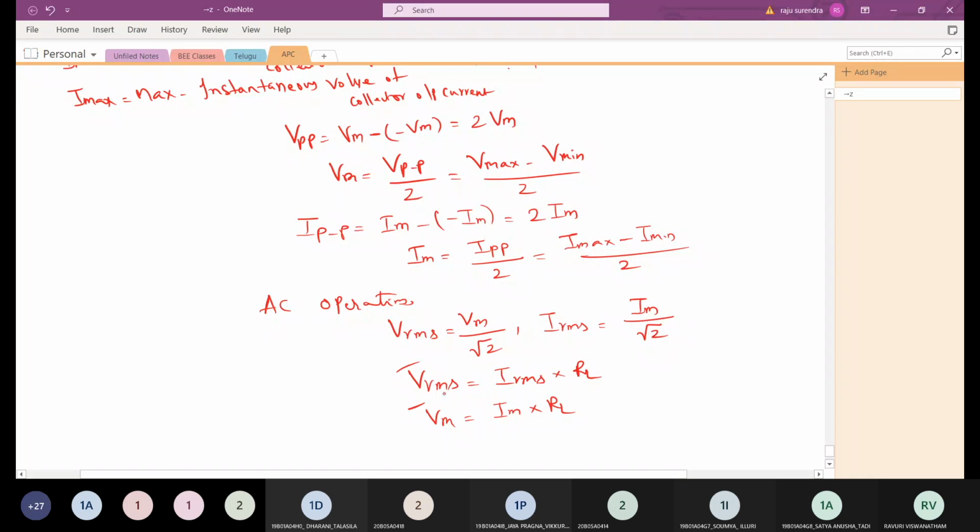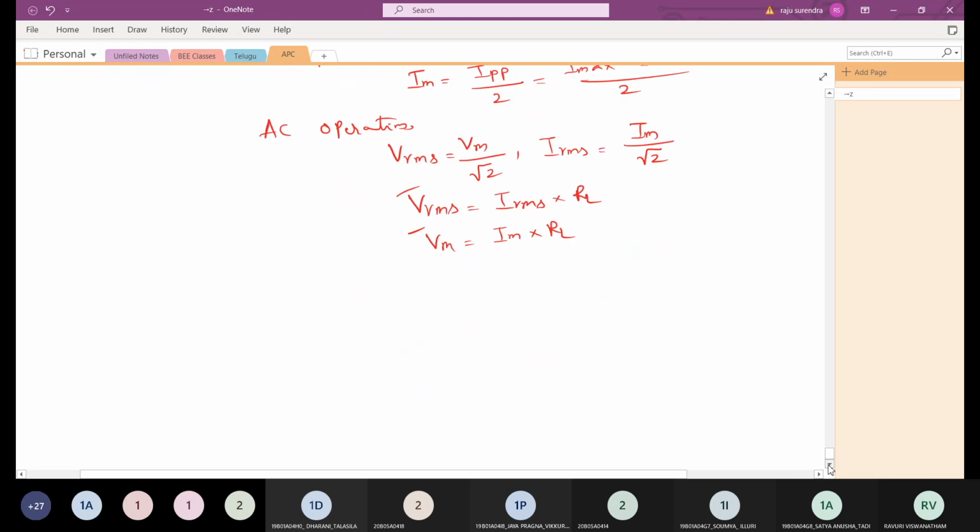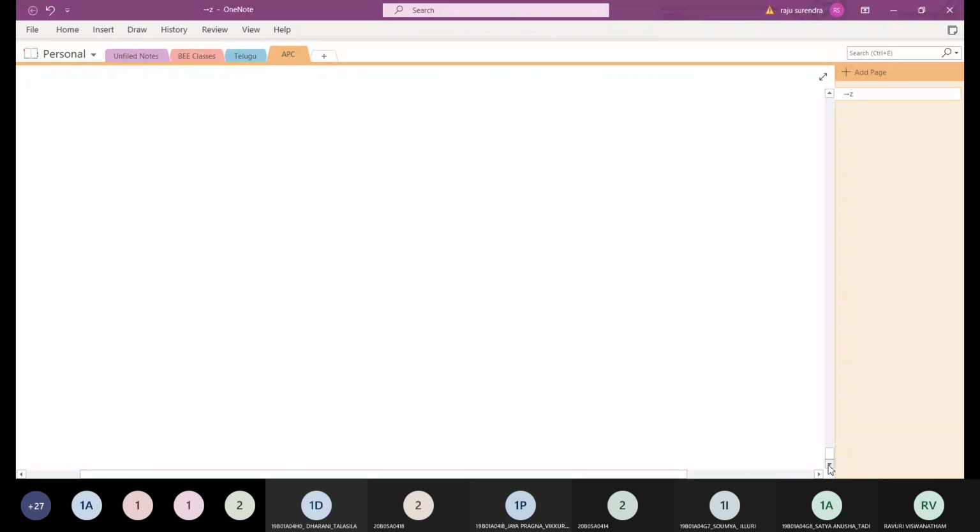Now, all these are our power amplifiers. So, according to that, we have to calculate the power using RMS values, using peak values, and using peak to peak values. First of all, power using RMS values.